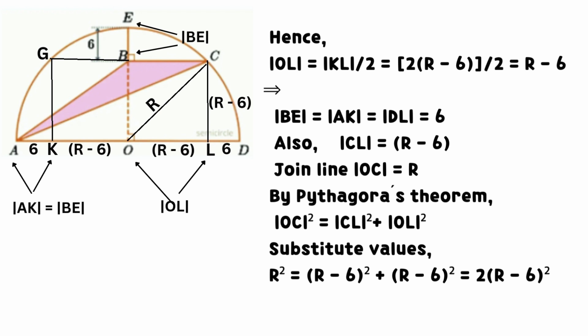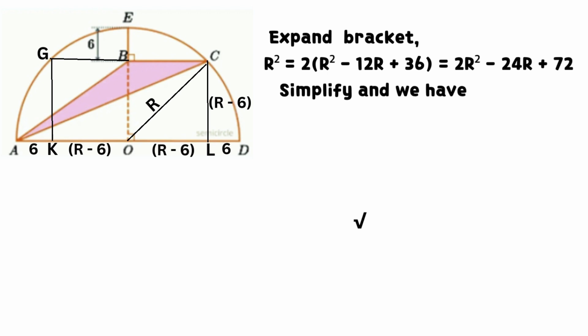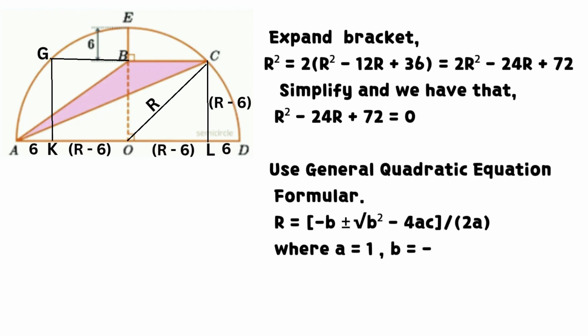By Pythagoras' theorem, we obtain an equation for the square of line OC. Substitute values. We have that the square of R equals the product of 2 and the square of (R minus 6), as shown on the screen. Expand the bracket. The square of R equals 2 times the square of R minus 24 times R plus 72. Simplify and we have that the square of R minus 24 times R plus 72 equals 0.